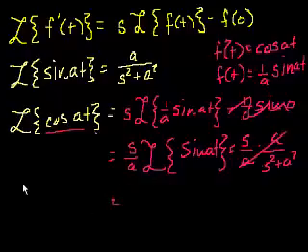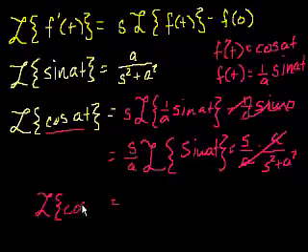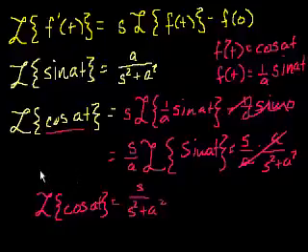So then we get that the Laplace transform of cosine of at is equal to s over s squared plus a squared. And in 3 minutes we filled in another entry in our Laplace transform table. And now we have the two most important trig functions.